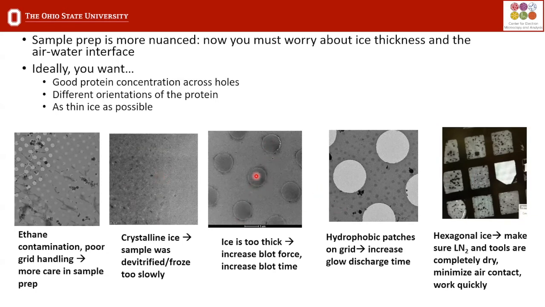If you see that your ice is too thick and you're not getting much contrast in your images, some things you could try are increasing the blot force and increasing the blot time. Sometimes you'll see these hydrophobic patches and almost nothing in the holes. This is caused by your grid not being hydrophilic enough, so you can increase the glow discharge time.